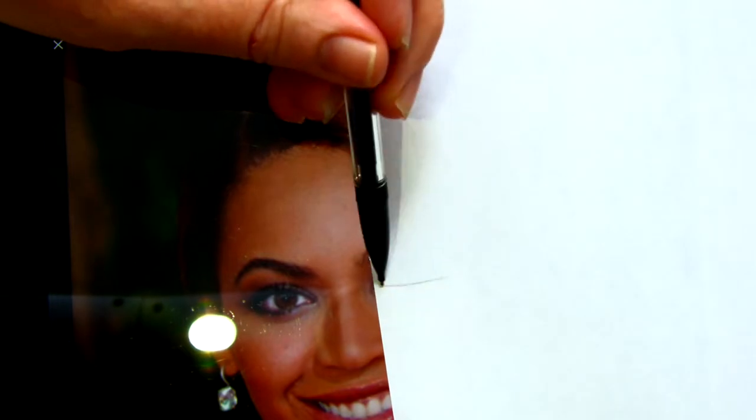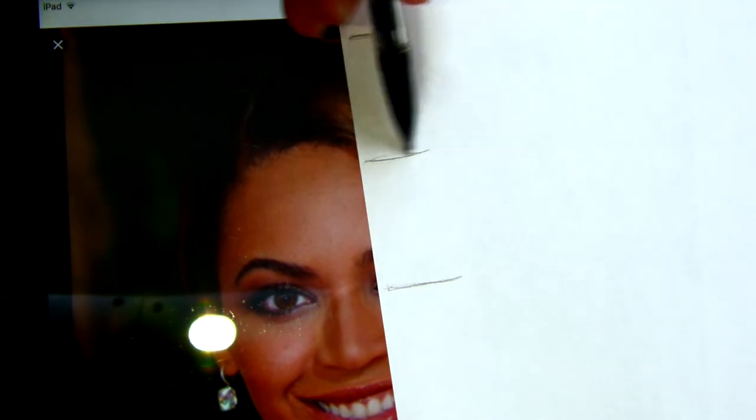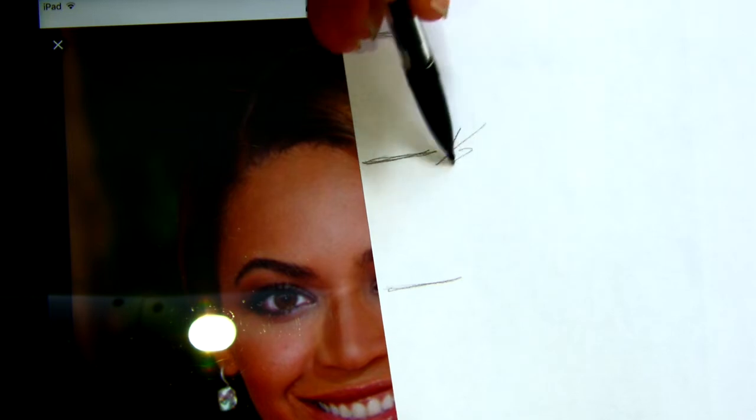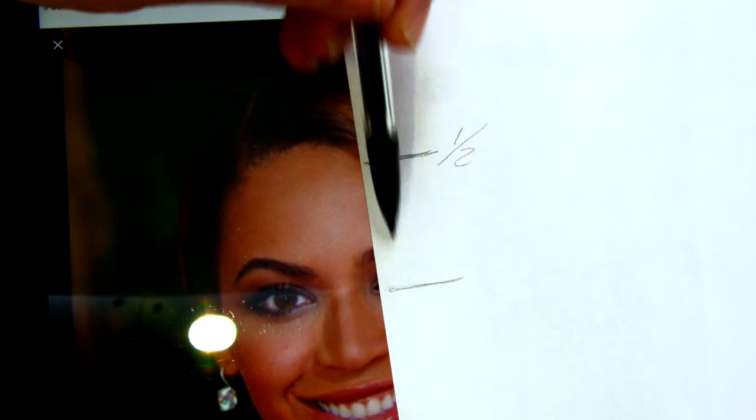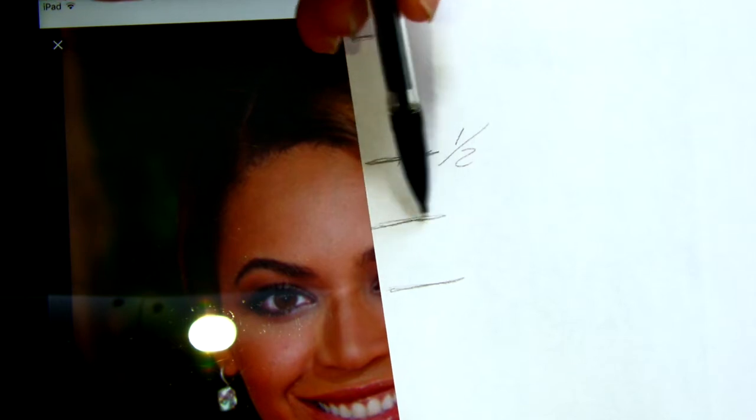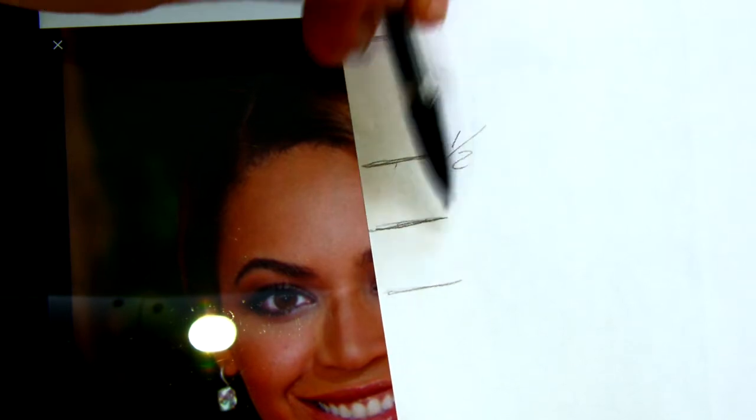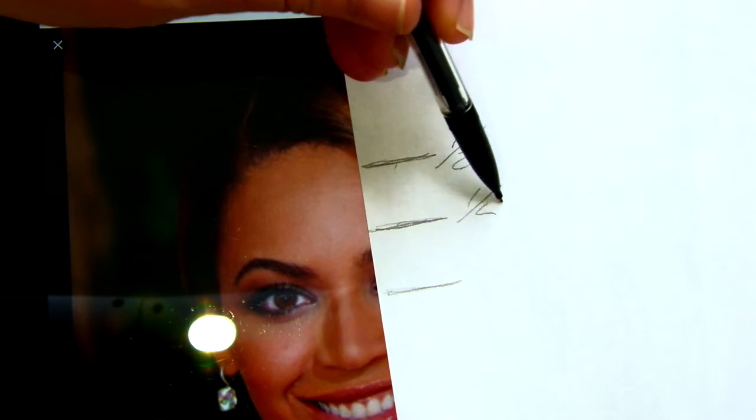Okay, so information we already know. Here's the top of the head, we've got that. Here's the middle of the eyes, we've already got that. So once again, to make my math nice and easy, I'm just going to go right in the middle of these two. That's halfway down. Well, that doesn't help me. Okay, let's go halfway from here to here. And so half of a half is a quarter.